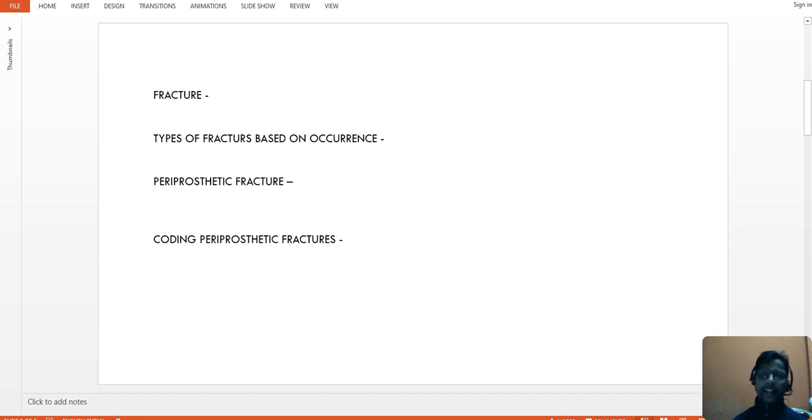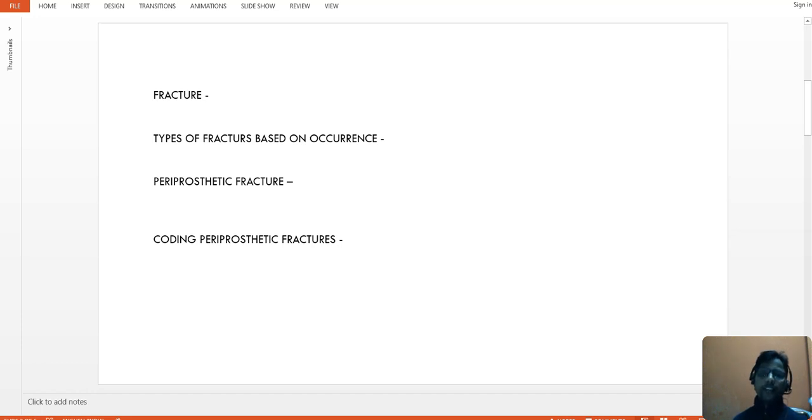Before going to code these periprosthetic fractures, we need to understand basically what a fracture is. Based on the technical or medical term, a fracture is a break in the bone. Wherever you see a break in the bone, you can consider it a fracture. In ICD-10 CM, we have multiple types of fractures: open fracture, closed fracture, displaced fracture, non-displaced fracture, spiral fracture, and so on. These are based on the location of the fracture. Now we need to understand types of fractures based on occurrence, which means the underlying cause of the fracture.